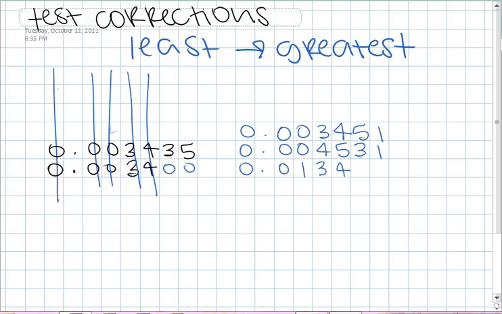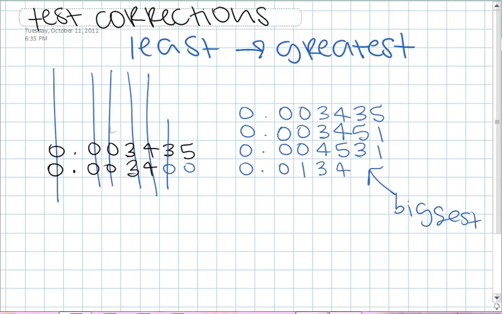Okay, so now we have 2 numbers left. This row's out. We have a 5 and a 0, and then the whole number. So obviously the 5 is bigger than the 0, so that is our next number. 0.003435. And by the way, this is going down. It's going up. This is the biggest number.